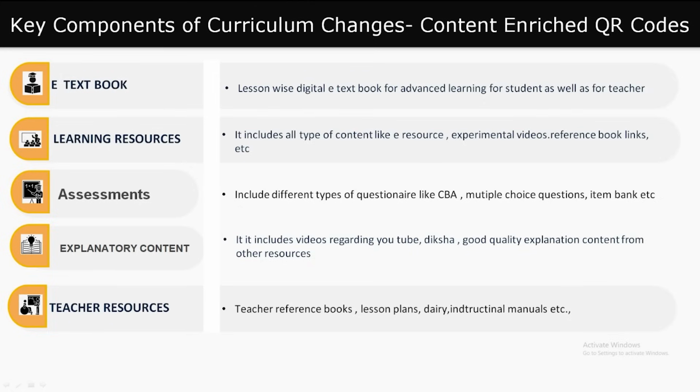Every time we are observing Diksha e-content. Now this Diksha e-content is also enriched. So there are enriched QR codes in the textbook. And moreover, I am reminding once again, there is not even one QR code that is empty. Each QR code is embedded with 5 types of content. The first one is the e-textbook, the second one is learning resources, and the third one is assessments, and there may be some explanatory content and some teacher resources like reference books that we have also provided in the QR codes present in the textbook.